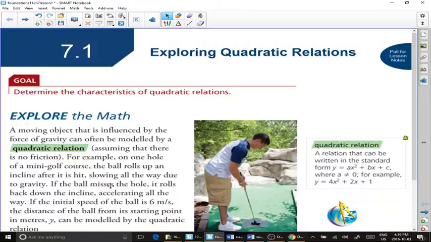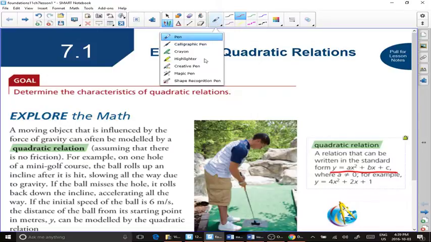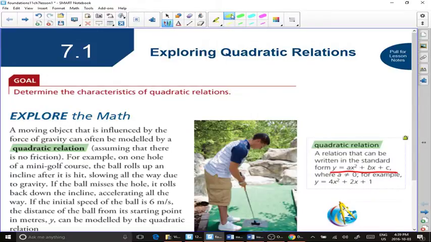the standard form of a quadratic relation is y equals ax squared plus bx plus c. A has to be something other than 0. B or C could be 0, but A can't be. If A is 0, then we don't have a quadratic relation. Then we're talking about a line. An example of such a relation is y equals 4x squared plus 2x plus 1.